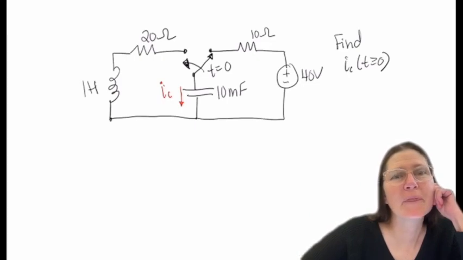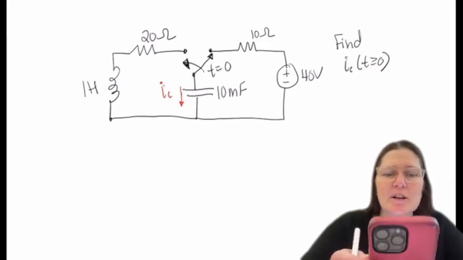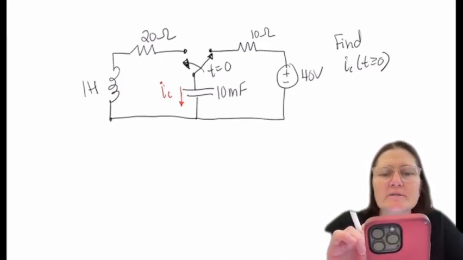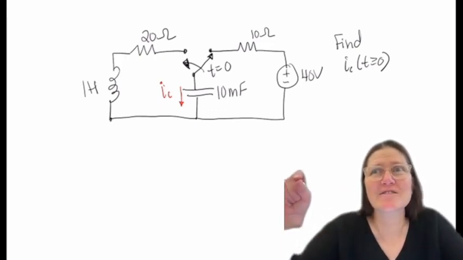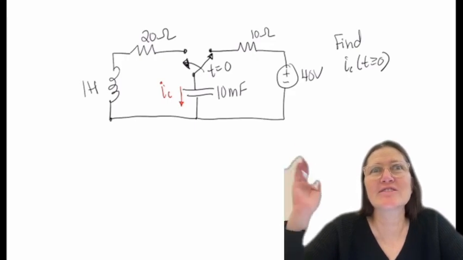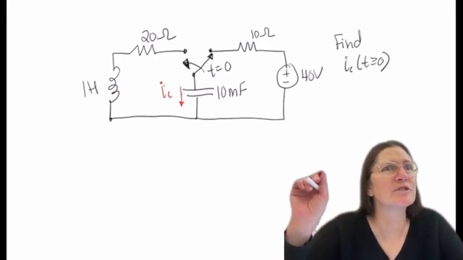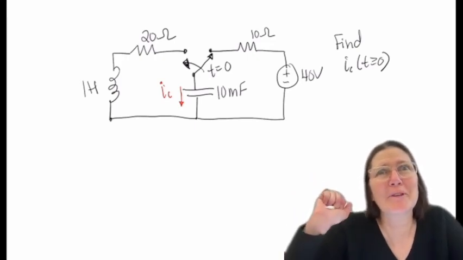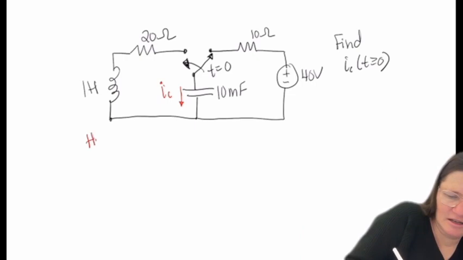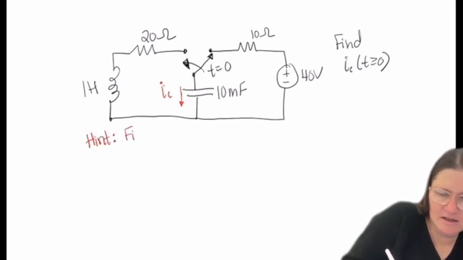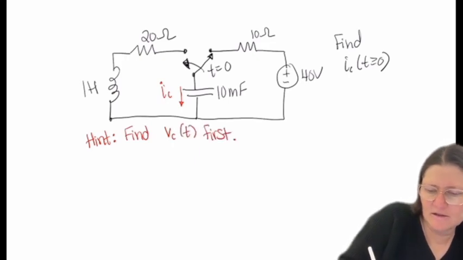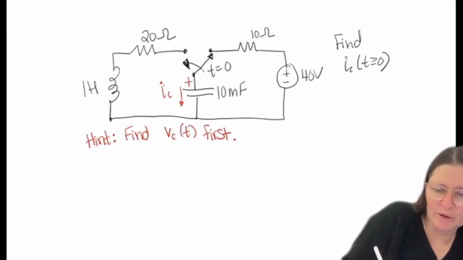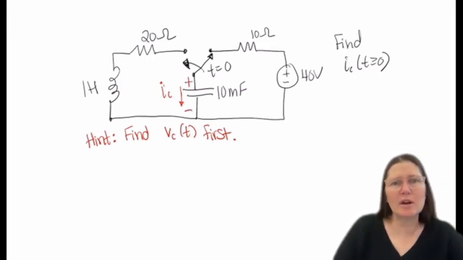Okay? And for this, you are trying to find IC of t, for t greater than or equal to 0. A comment: you first need to find VC of t and then relate VC of t to IC of t. So find the equation first for VC of t. That's the hint. And I will label the polarity as plus on top to minus on the bottom.